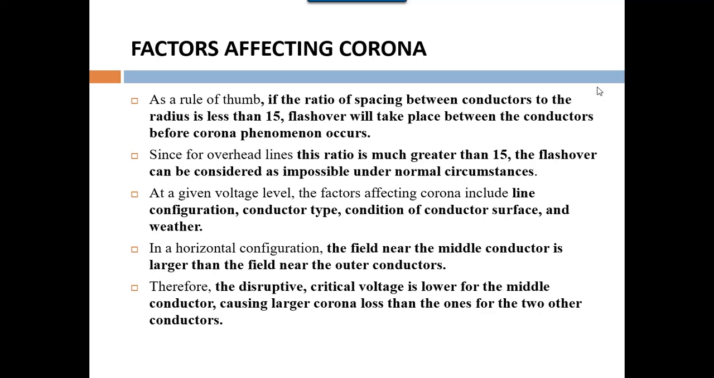Now, in a horizontal configuration, the field near the middle conductor is larger than the field near the outer conductors. So when we have three conductors in a horizontal formation, the field at the middle conductor is affected by the field on the right side and the left side. That is, if you understand it this way: there are three conductors, and if you look at the field on the center conductor, it will be the highest, because the right-side conductor affects it and the left-side conductor also affects it. So the field effect will be highest on the middle conductor. So what will be the effect?